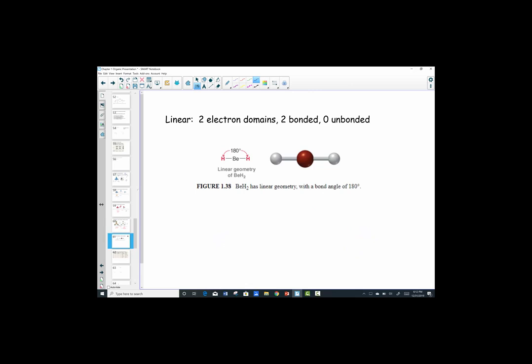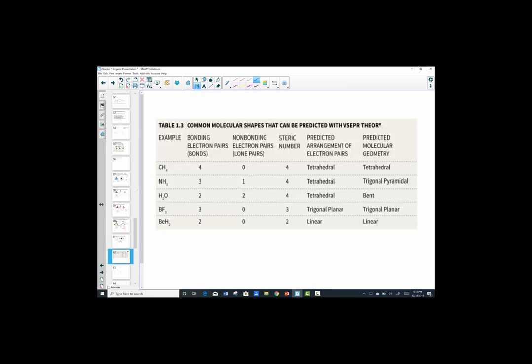A third characteristic of VSEPR is a linear configuration in which we have simply 2 electron domains and both are bonded. Here you can clearly see if this were Be and then hydrogen on each side, the bond angle would be a straight line of 180 degrees. A triple bond carbon is also an example of 180 degrees, not only between the 2 carbons, but also leading out to the next branch as well. So a linear geometry.